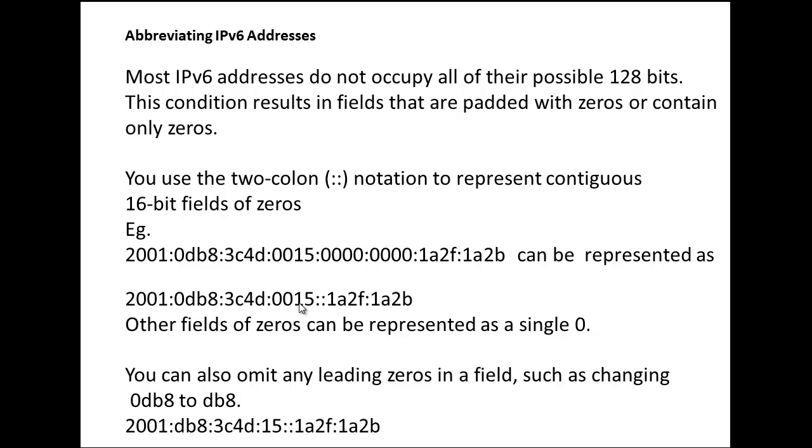So we can shorten or abbreviate the IPv6 address by representing a set of zeros with two colons. And if we have other zeros, we can represent that with a single zero. And if there are any leading zeros within the IP address, we can remove those leading zeros to further shorten the address.